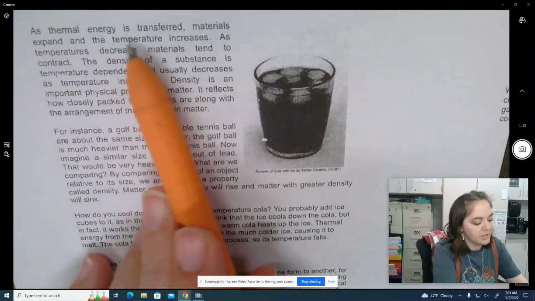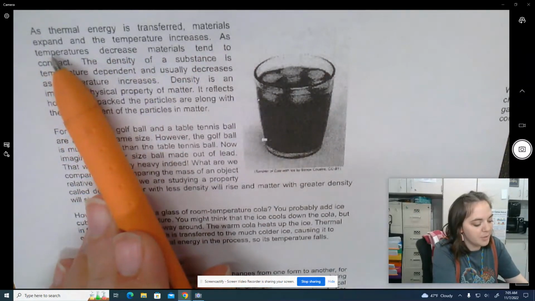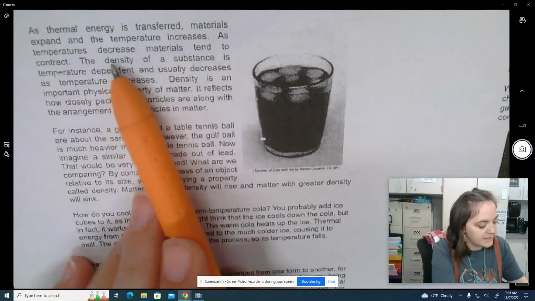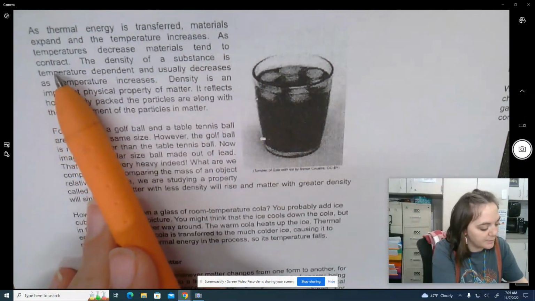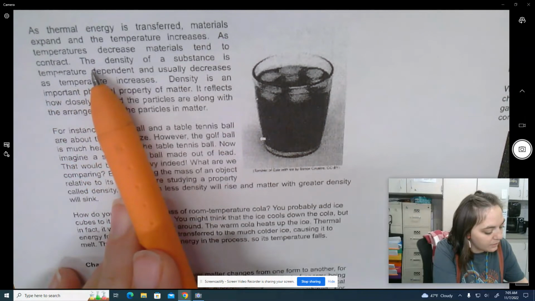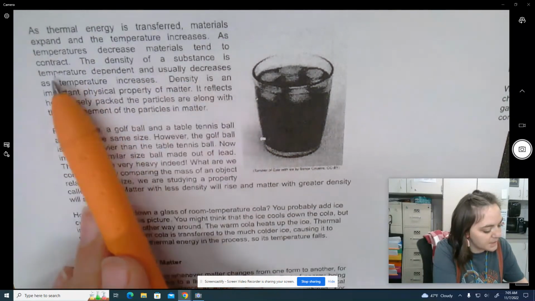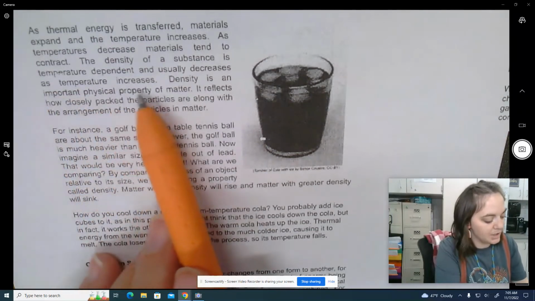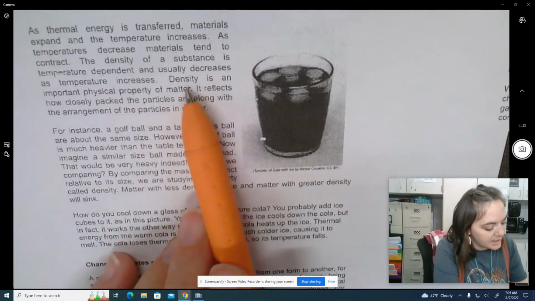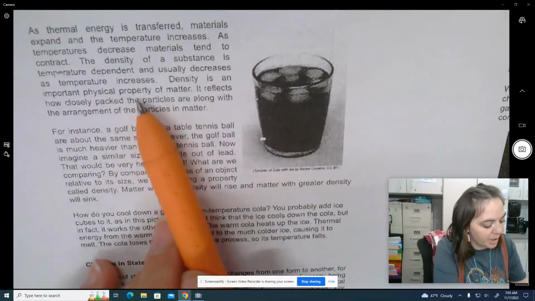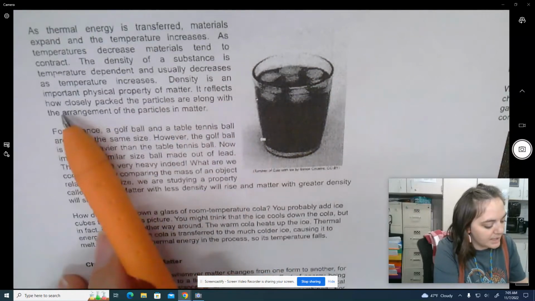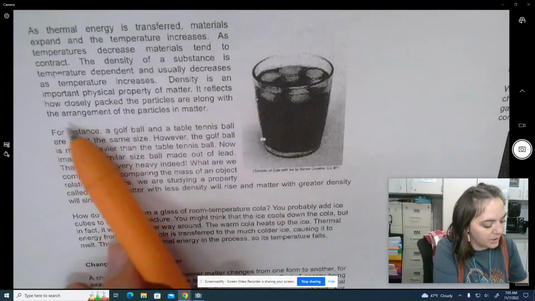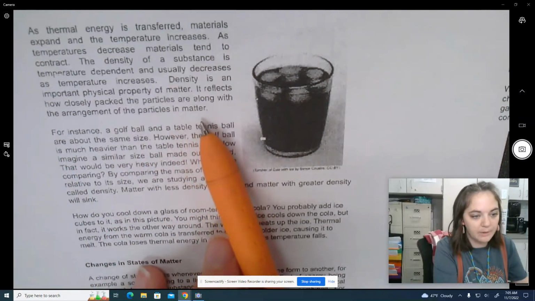As thermal energy is transferred, materials expand and the temperature increases. As temperatures decrease, materials tend to contract. The density of a substance is temperature dependent and usually decreases as temperature increases. Density is an important physical property of matter. It reflects how closely packed the particles are along with the arrangement of the particles in matter.